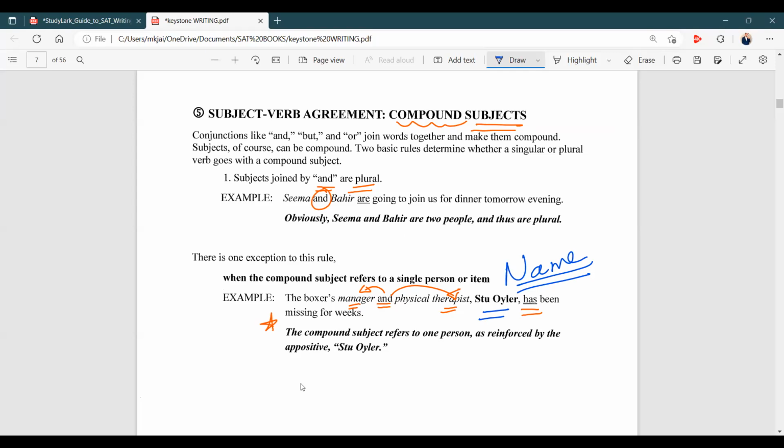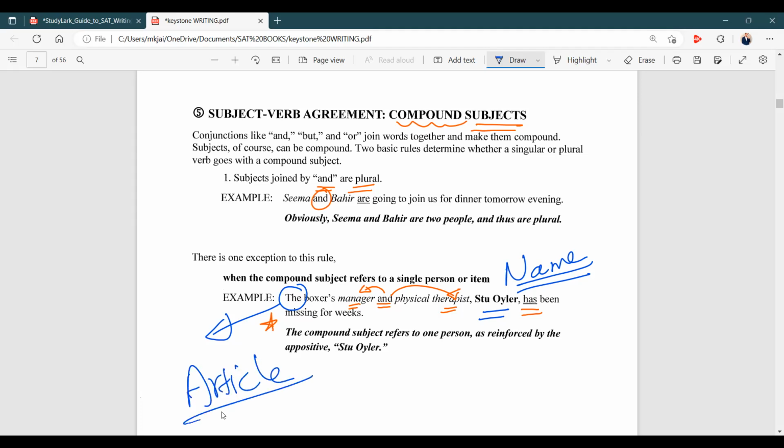Who's smart enough to tell me what's the other thing that tells us, even if I don't have the name, I can still say it's one person? Yes, Ahmed. Maybe the article. Yes, the article. How many articles do we have? Just one: "the". Okay, just one article.